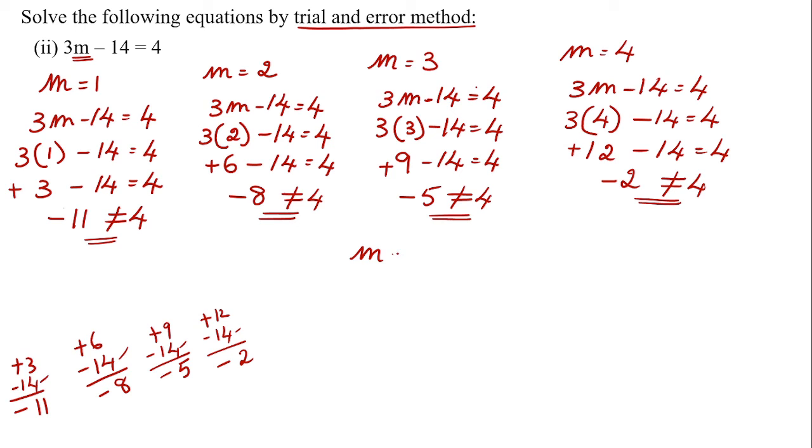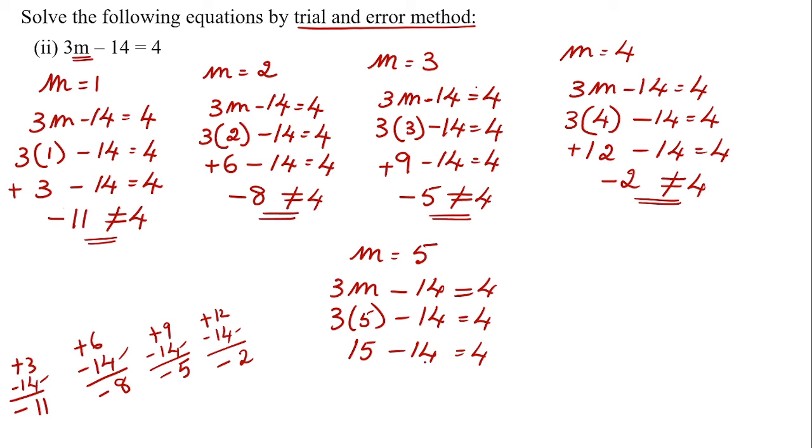Let us now assume m is equal to 5 and see whether this holds good. So substituting the value of m is equal to 5, we get 3 into 5 minus 14 is equal to 4. 3 5s are 15, minus 14 is equal to 4. This is plus 15, right? So plus 15 minus 14, different signs, put the bigger number sign and subtract. 15 minus 14 is 1. So we get plus 1, which is not equal to 4. As such, m is equal to 5 also does not hold good for this equation.